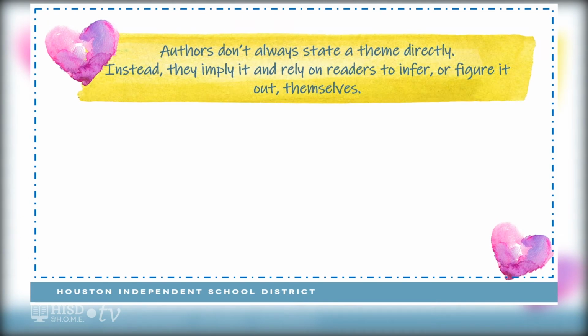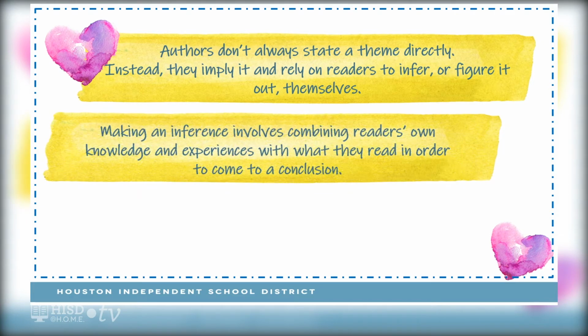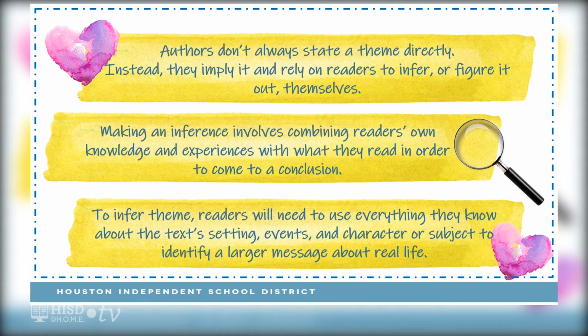Authors don't always state a theme directly. Instead, they imply it and rely on readers to infer or figure it out themselves. Making an inference involves combining readers' own knowledge and experiences with what they read in order to come to a conclusion. To infer theme, readers need to use everything they know about the text setting, events, and characters or subject to identify a larger message about real life.